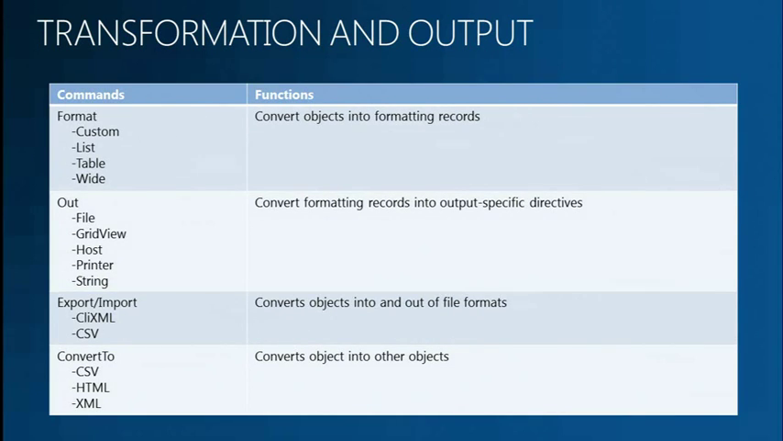Then we have a number of data transformations. You can take these objects and you can transform them to CSV or to XML. You can convert them to HTML, etc.